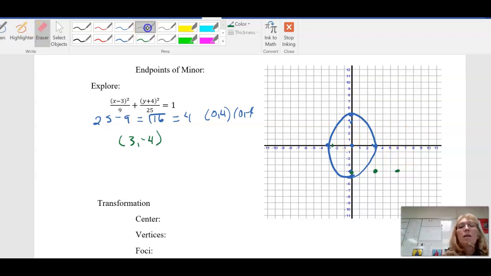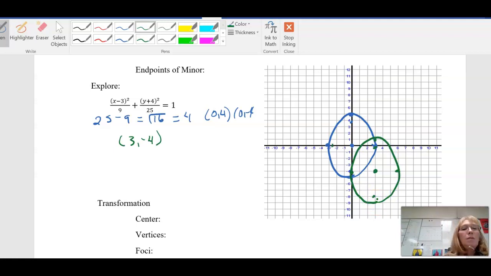Let's do that again. Okay, now take the top ones. We're going to go over 3, down 4. Then this one over 3, down 4. This one over 3, down 4. And this one over 3, down 4. And we could draw in our ellipse.